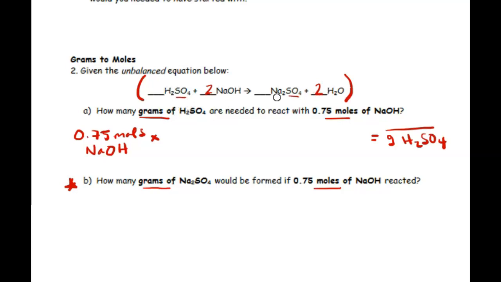So we have this, we need this. It's a 2-to-1 ratio. So 2 moles of NaOH, 1 mole of H2SO4.